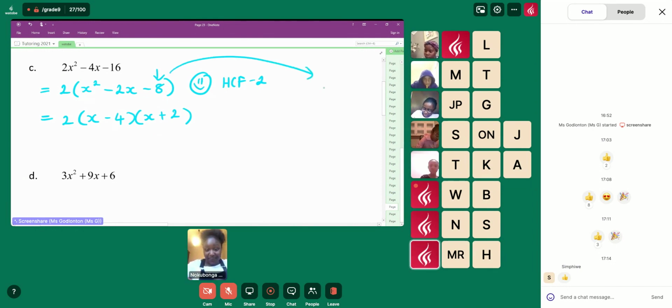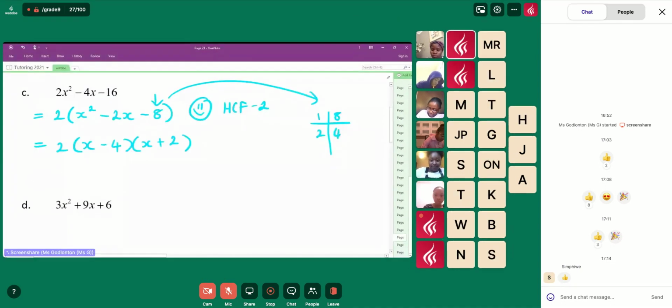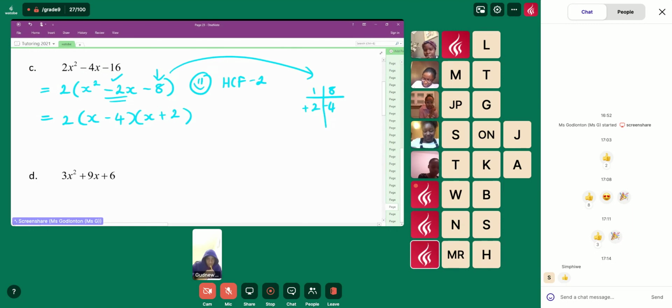When we're looking at this, we're going to look at our factors of 8. So we've got 1 and 8, and we've got 2 and 4. And so we have to use one of those factor pairs. We're trying to get -2. So -4 plus 2 will give me my -2. But well done. That was really good. Well done for trying. Okay, let's have a look at D.